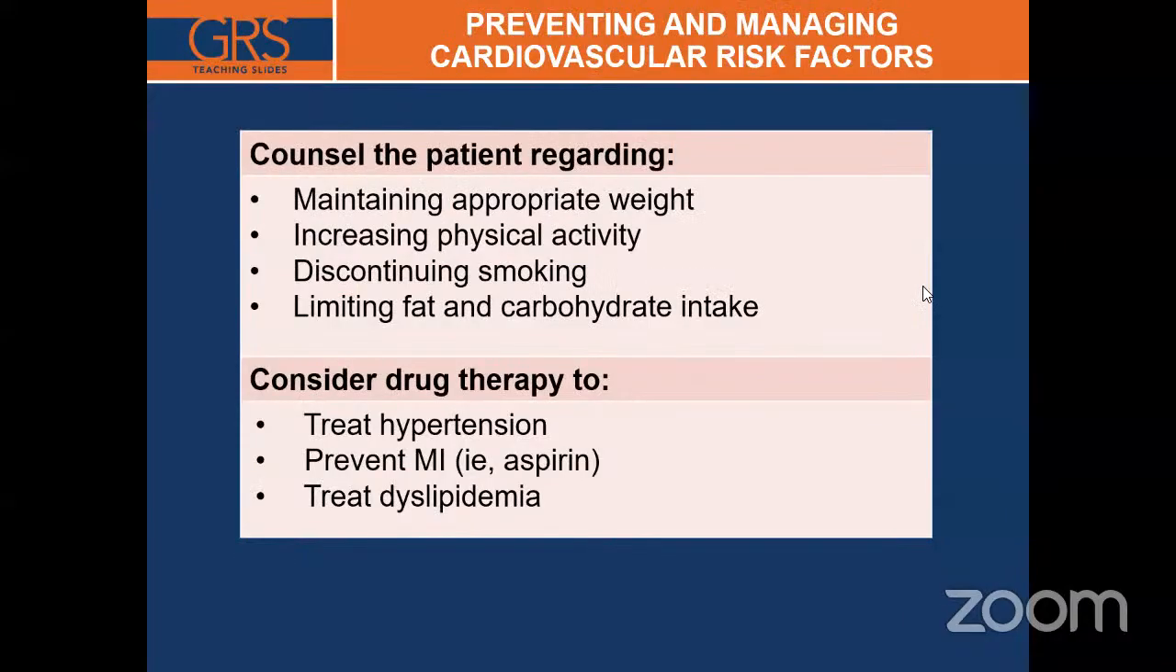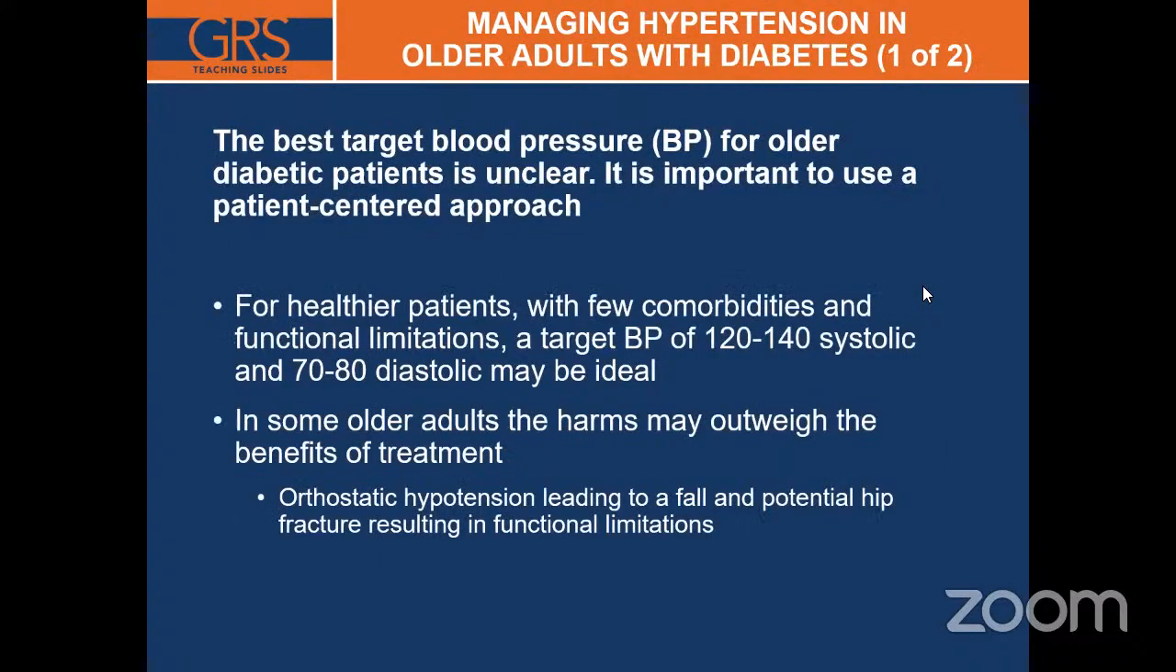So, prevention and management of cardiovascular risk factors. Counsel the patient regarding maintaining appropriate weight, increasing physical activity, discontinuing smoking, and limiting fat and carbohydrate intake. Consider drug therapy to treat hypertension, prevent myocardial infarction with the use of aspirin, and treat dyslipidemia. The best target blood pressure for older people with diabetes is unclear.